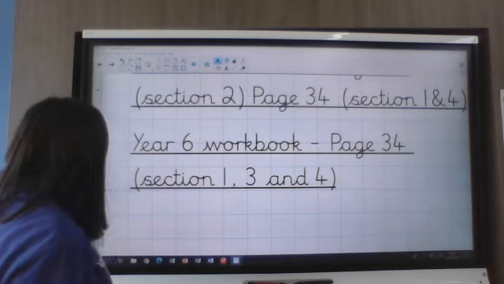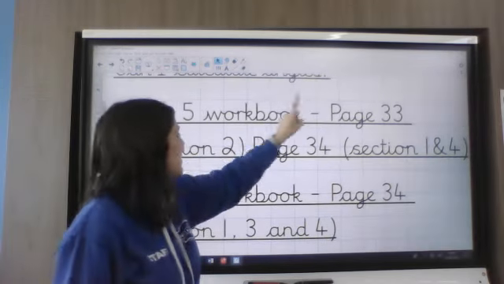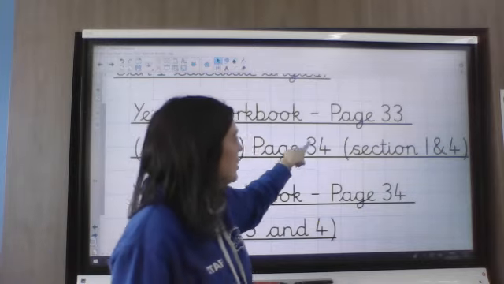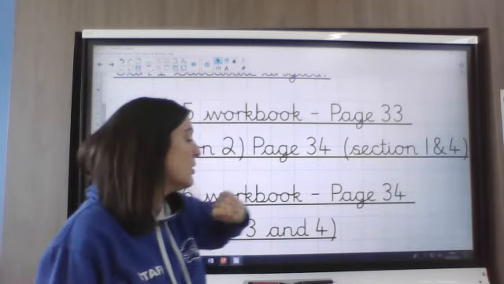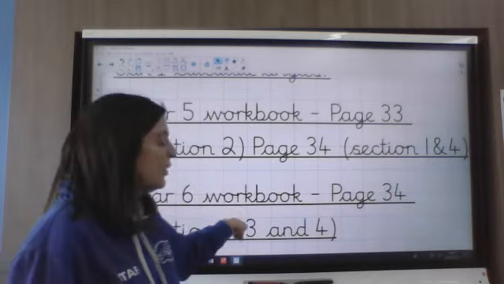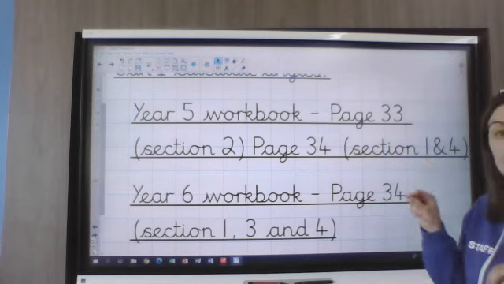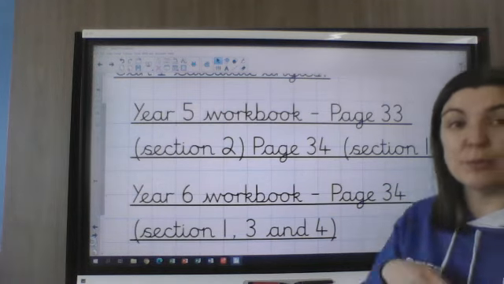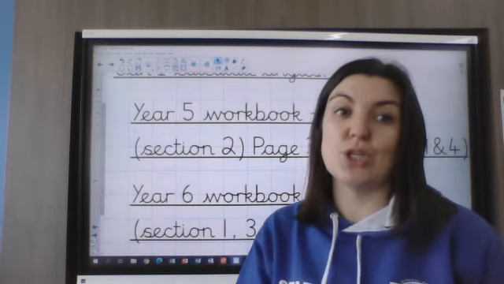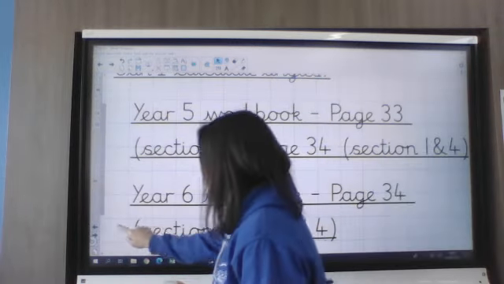Okay, it's Year 5. Sorry, I'll get it in a position that you can pause it. So it's Year 5, page 33, section 2, page 34, section 1 and 4. And Year 6 workbook, page 34, section 1, 3 and 4. I know that's a little bit confusing, but you can pause it and make sure, go to your workbooks and circle the bits that you've got to do. Okay? So, today then, angles.